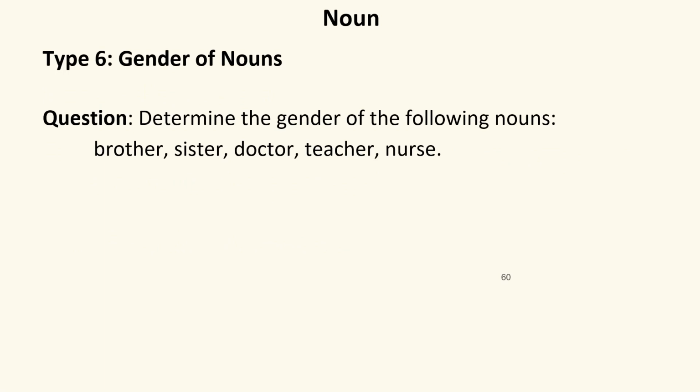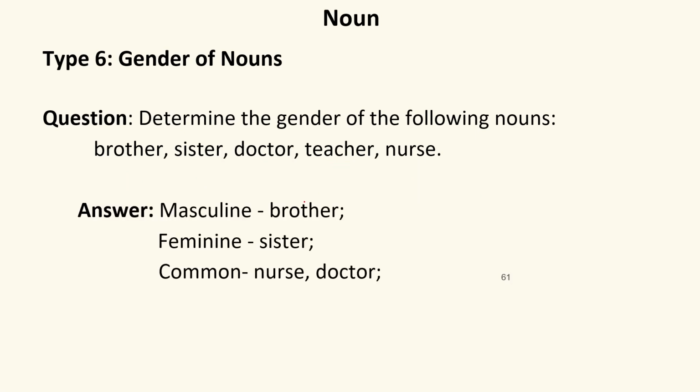Now determine the gender of the following nouns. You have to determine whether these nouns are masculine, feminine, neuter or common. Now we have the word brother. Brother is of course a boy, so it's masculine gender. Sister is a feminine gender. Doctor is a common gender because it can be either male or female. Teacher again common gender. Nurse again common gender. So all these are common genders. Only brother and sister are masculine and feminine. So masculine is brother, feminine is sister, common are nurse, doctor, and teacher.